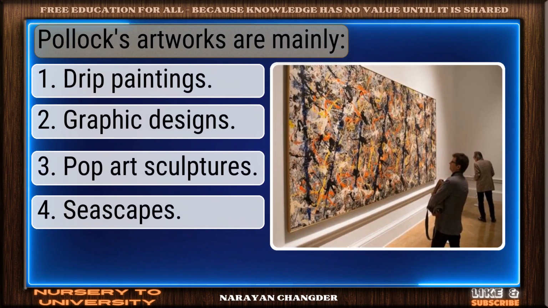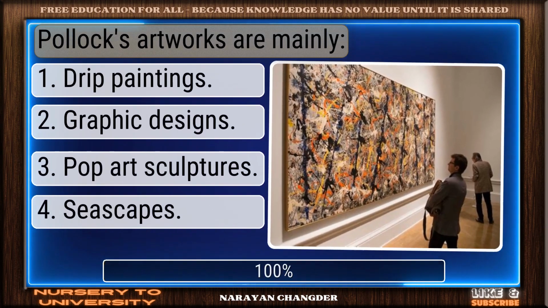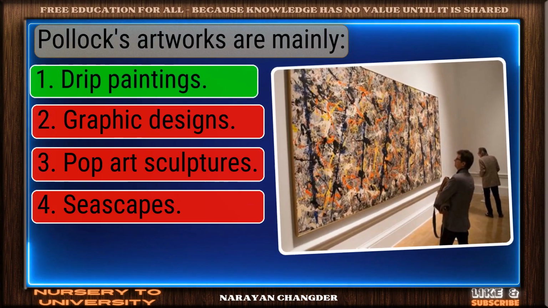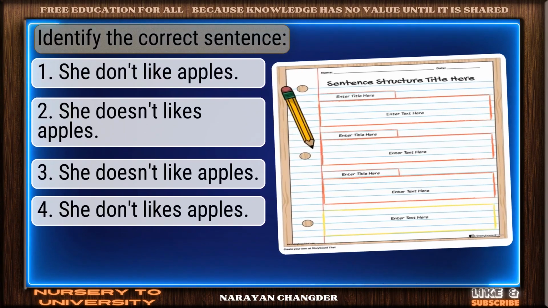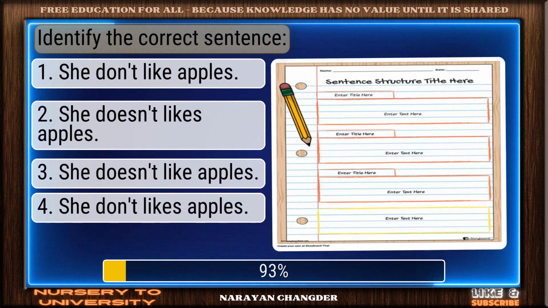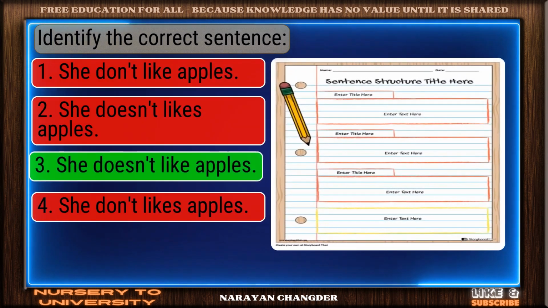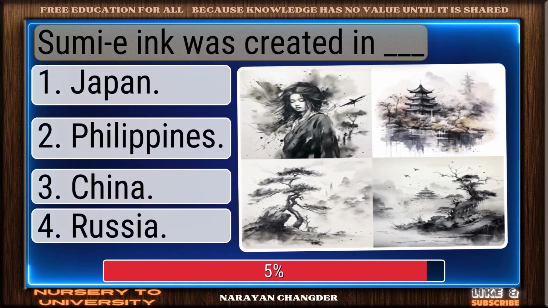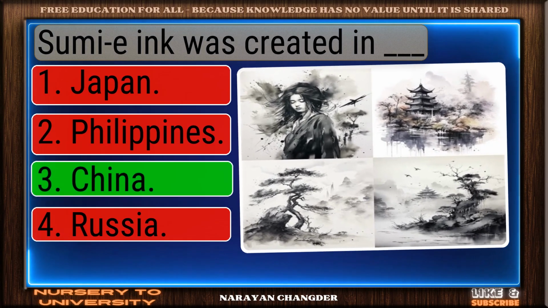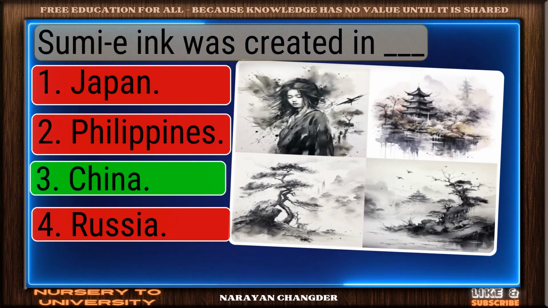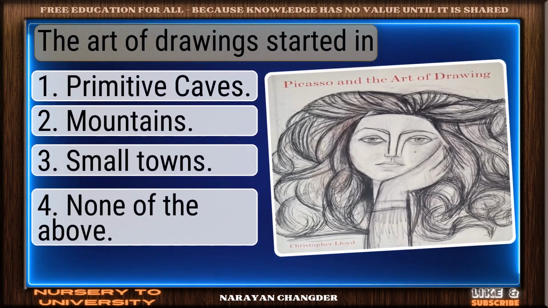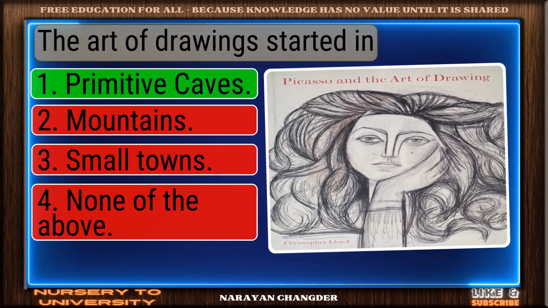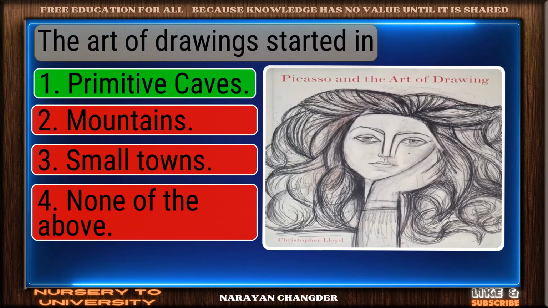Pollock's artworks are mainly. Correct response. Drip paintings is the most accurate answer. Identify the correct sentence. Well picked. She doesn't like apples is the correct answer. Sumi ink was created in dash. Smart move. China is an accurate answer. The art of drawings started in. Right choice. Primitive caves is the best answer.